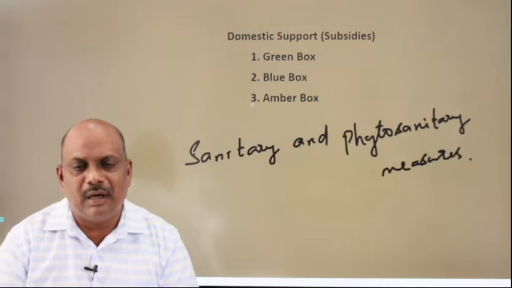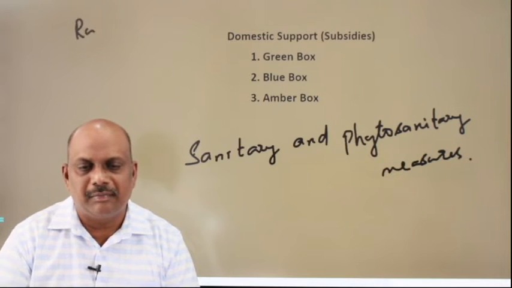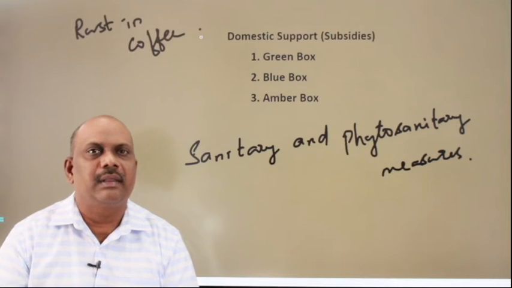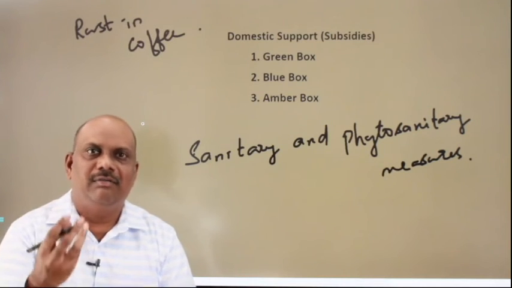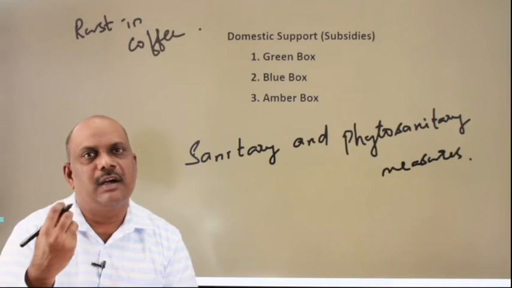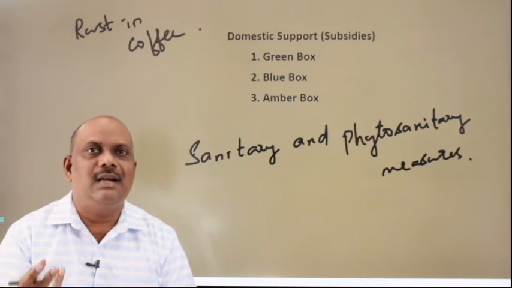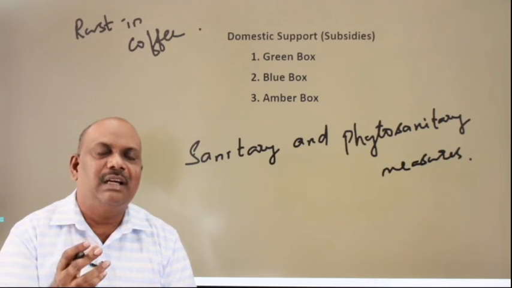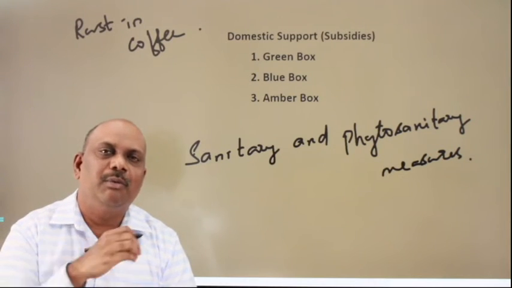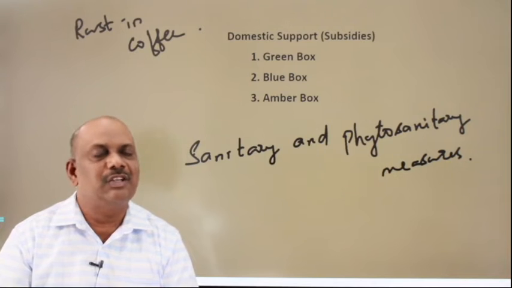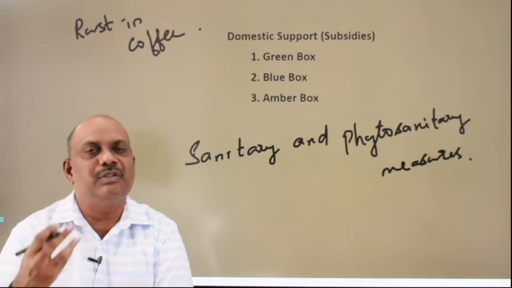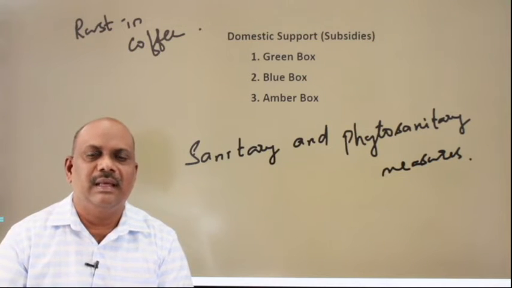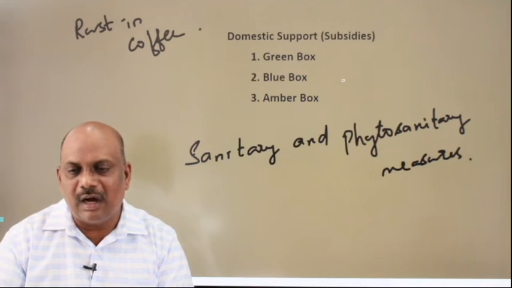For example, the rust in coffee. We imported this rust pathogen from Sri Lanka, and under Indian conditions, the rust became a very severe disease. There was a time when the coffee plantations in the entire South India were about to be ruined. Thanks to our scientists, they managed to produce some varieties which showed some resistance to the rust disease. Same is the case with the red rot of sugarcane.